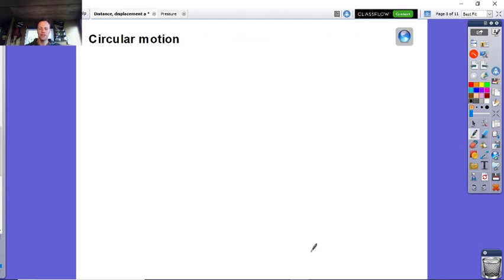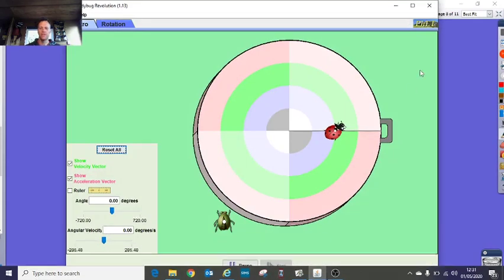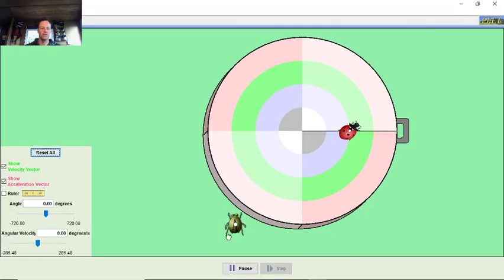Okay, the last little bit I want to show you here is all to do with circular motion. Now, I've got quite a bizarre simulation here, but it does work very nicely. Now, what I want to do is get away with that one.